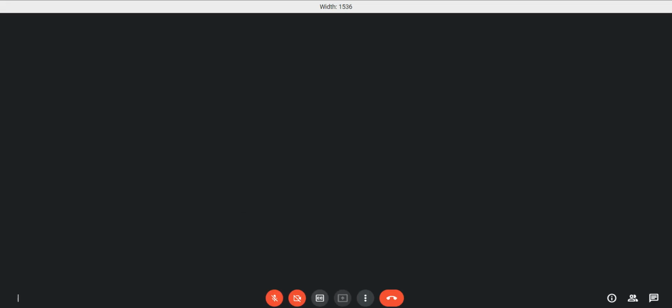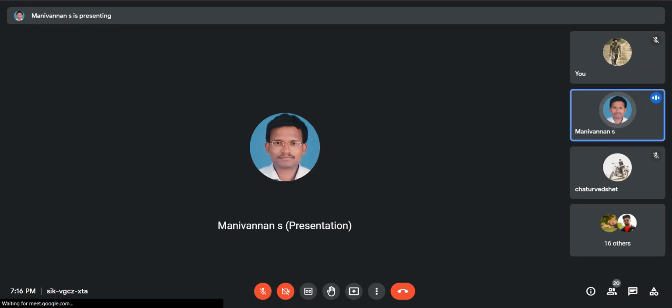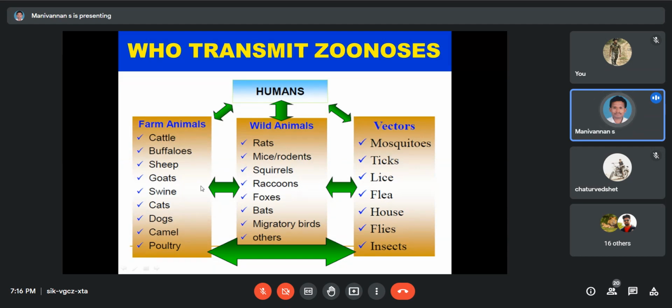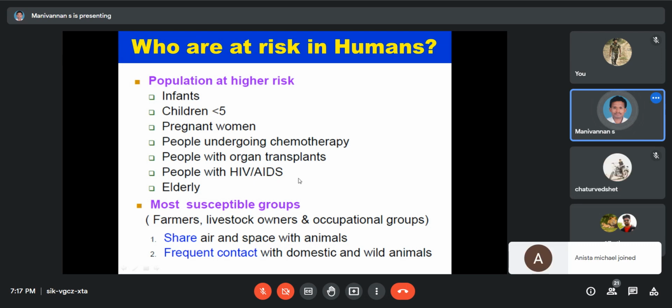Who transmits zoonosis? Different agents transmit the disease: farm animals, food animals, and different types of vectors transmit zoonotic disease from animals to humans. Who is at risk? Infants, children, pregnant women, people undergoing chemotherapy, people with organ transplants, people with HIV/AIDS, and elderly people are easily susceptible. Susceptible means easily affected by zoonotic disease.